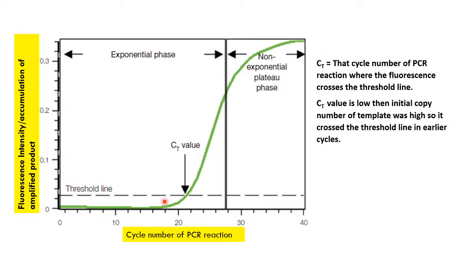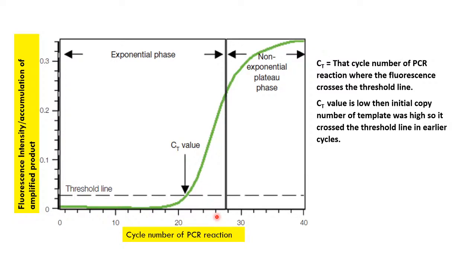Like this, the DNA amount will increase and the fluorescence will increase quickly. So at a lower cycle number, you will be crossing the threshold value. But if you start with one RNA molecule, then it will be 1 to 2, 2 to 4, 4 to 8, 8 to 16, 16 to 32. So it will take more cycle numbers to cross the threshold.